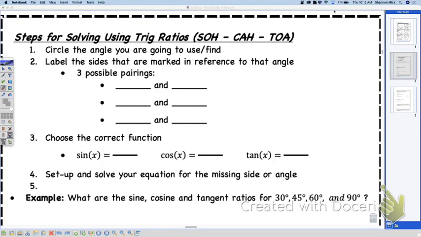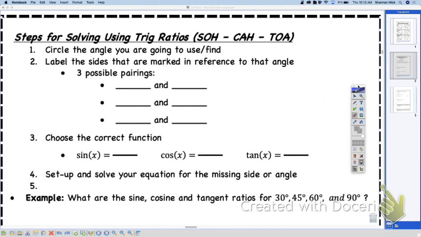Okay, so at the top of your second page, you have steps for solving using SOHCAHTOA. Remember, sine is opposite over hypotenuse. Cosine is adjacent over hypotenuse. Tangent is opposite over adjacent. Those are not going to change. But when we're solving, you will need your calculator today for some things. So when we're solving, we have to go through and use this.